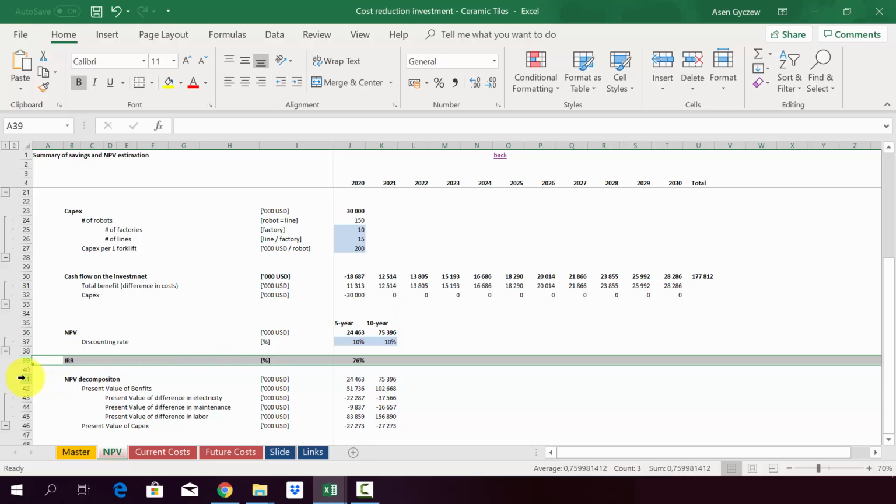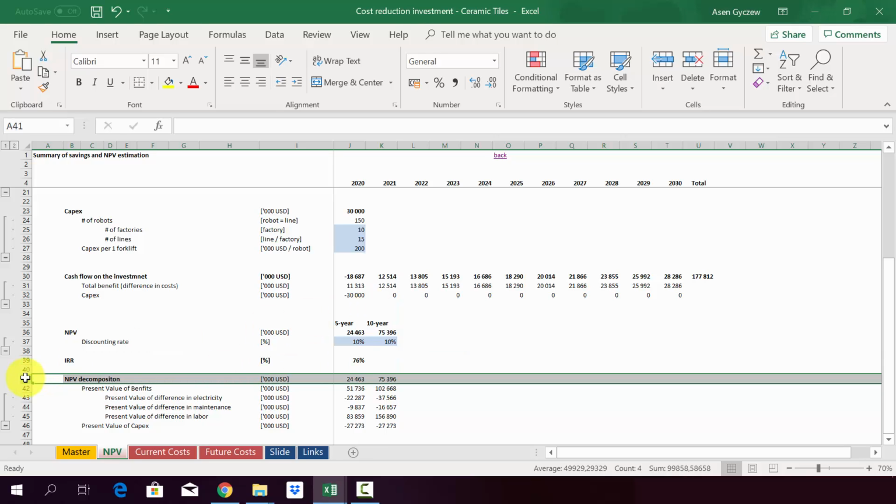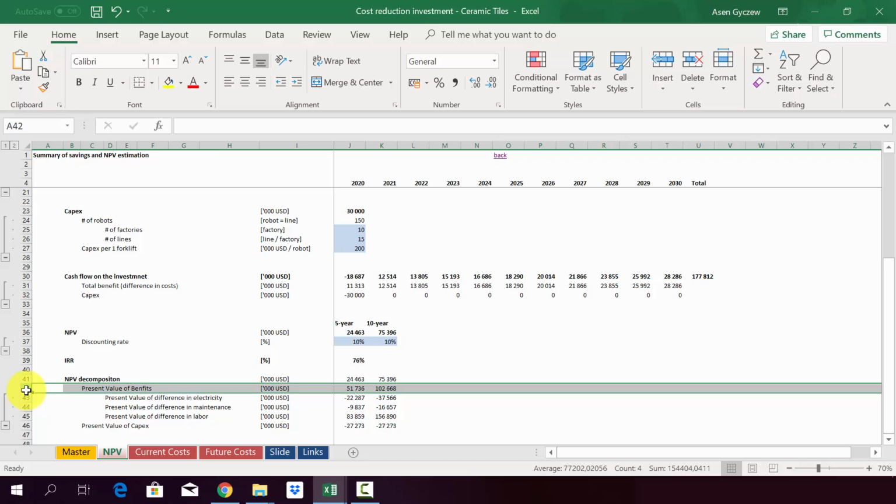And again, we calculate the NPV decomposition. So we calculate the net present value for each and every cost position as well as the benefits in order to be able to show it nicely on the graph what's driving the savings. So we have the present value of the total benefits, so the difference in cost, and this is 102 million.